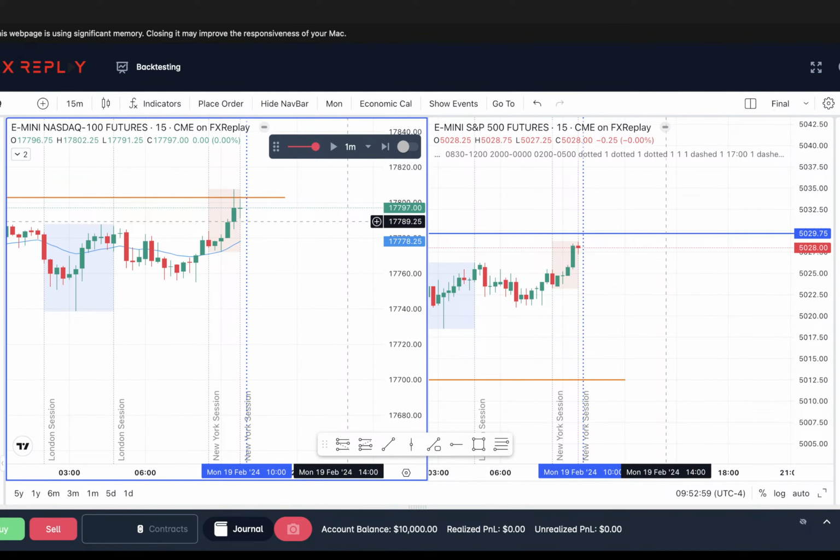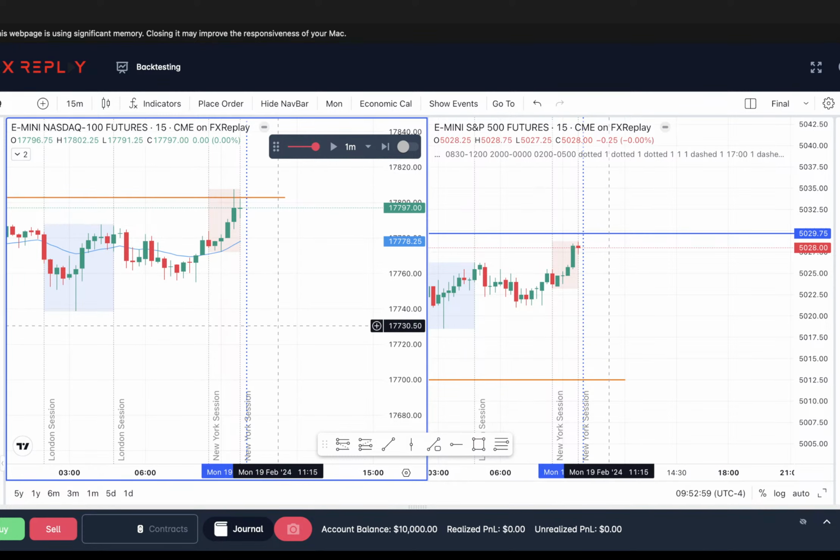When you see it take liquidity, don't wait for it to close above and retest for a continuation. No, you wait for a market structure shift. It could continue, but you wait for a market structure shift and displacement in the opposite direction for a reversal.